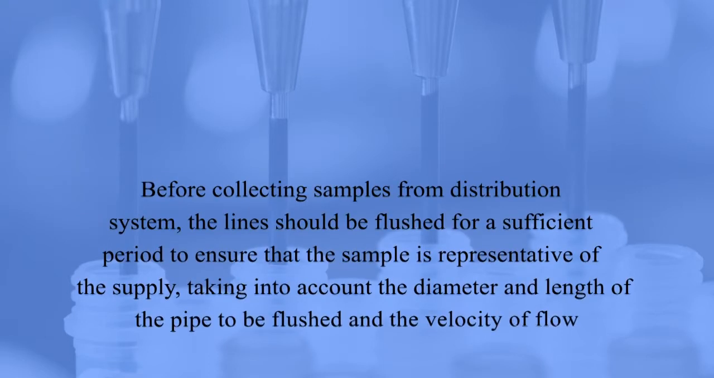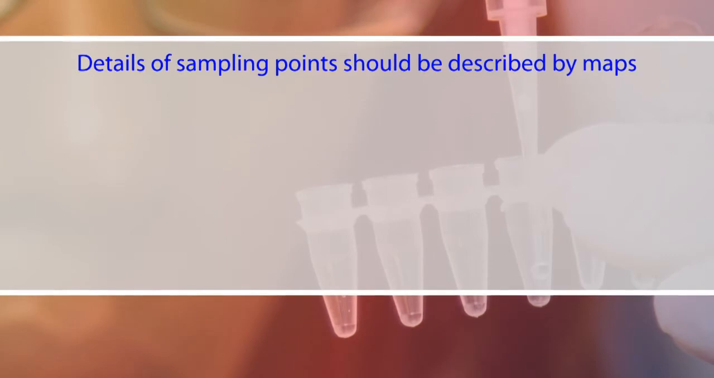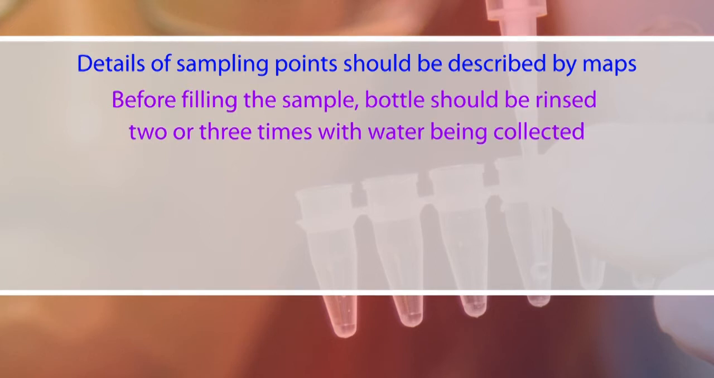Before collecting samples from distribution system, the lines should be flushed for a sufficient period to ensure that the sample is representative of the supply, taking into account the diameter and length of the pipe to be flushed and the velocity of the flow. Details of sampling points should be described by maps. Before filling the sample, bottle should be rinsed 2 or 3 times with water being collected.